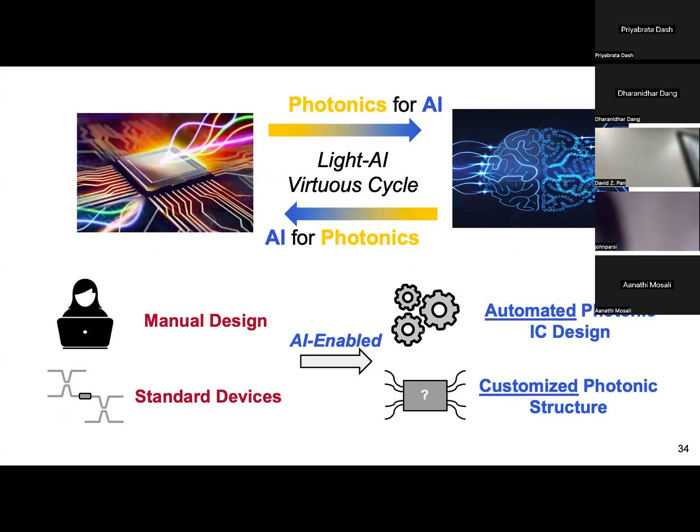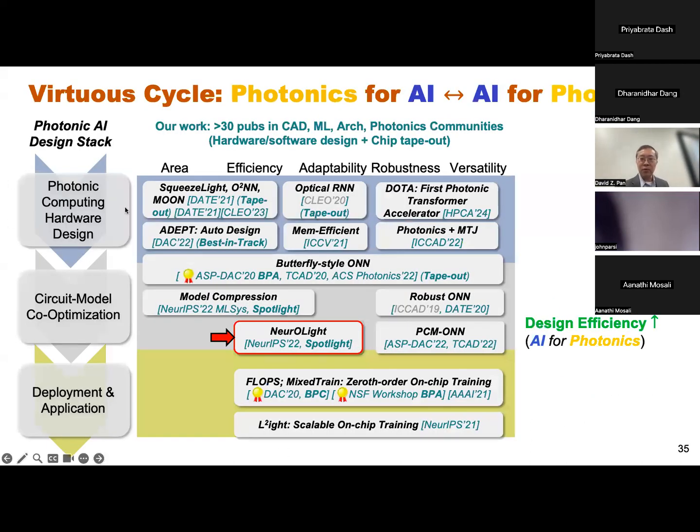All right. Now, most of my talk so far has been focused on photonics for AI. Remember, I want to close the virtuous cycle: how we can use AI to help design better photonics. Of course, there are many things that we have been doing, for example, how to use AI to help design a better neural optical architecture.